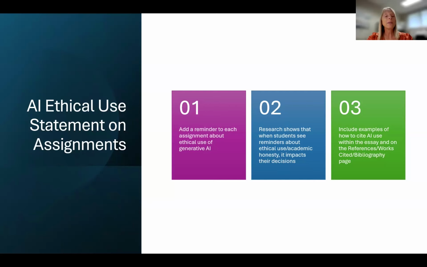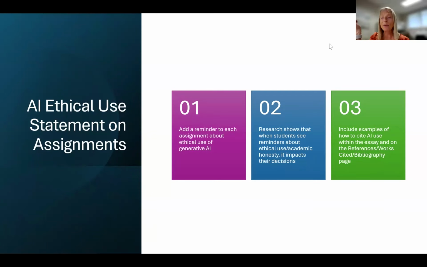But what I wanted to make clear is we are not using ChatGPT or any generative AI as a credible source. It is a tool. It is not considered a credible source. So we talk about that as well.